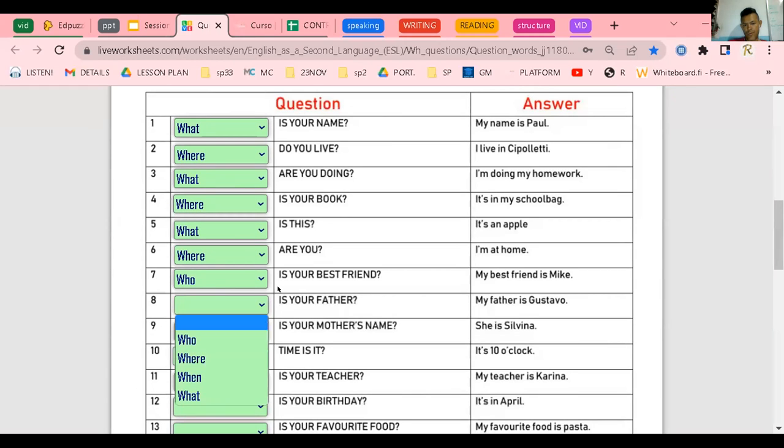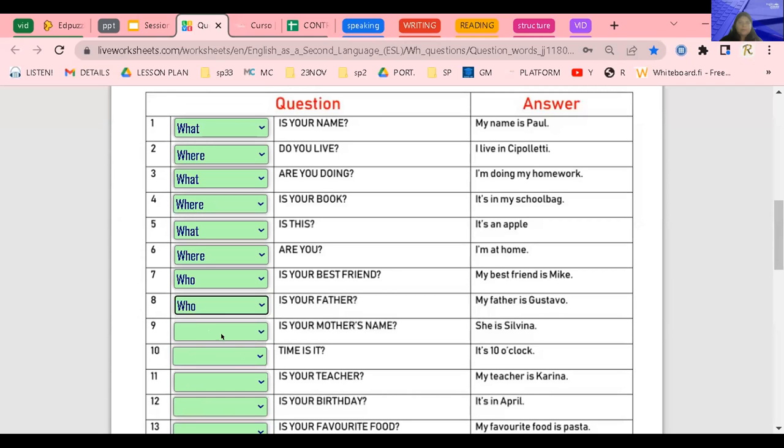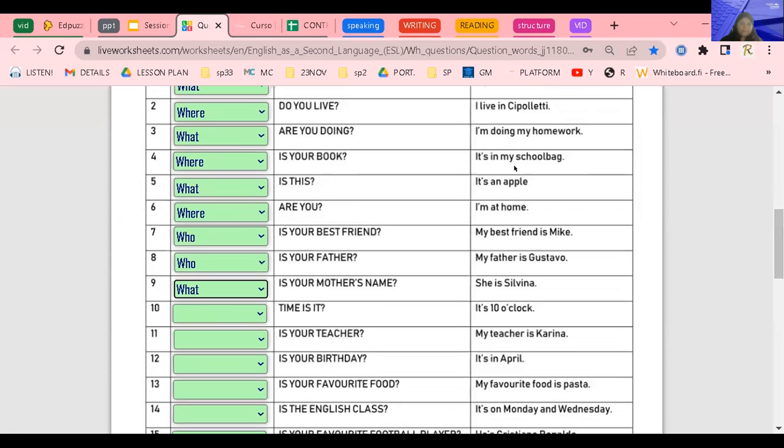Who? ¿Quién? ¿Quién? Me damos la respuesta. My father is Gustavo. Who, ¿verdad? ¿Quién? ¿Quién es tu padre? Number nine. Is your mother's name? She is Silvina. Okay. What is your mother's name?